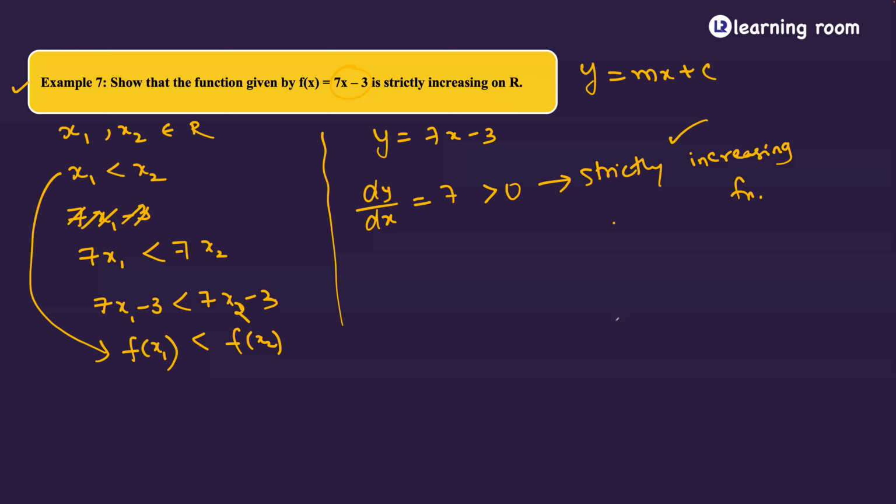So how is the graph going to look like? It is very simple, right? So 7x minus 3. So 3 is going to be the intercept. Sorry, 0 comma minus 3. It will be the intercept and this will be the line. So here it will be y is equal to 7x minus 3. Is that point clear?